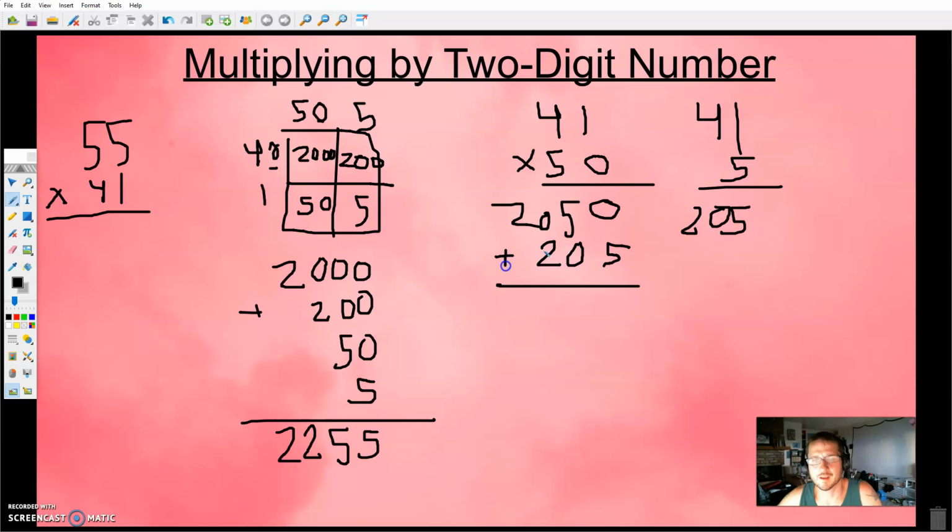So if I add those together, 0 and 5 is 5. 5 and 0 is 5. 0 and 2 is 2. 2 and nothing is 2. So we have, again, 2,055. I got the same answer.